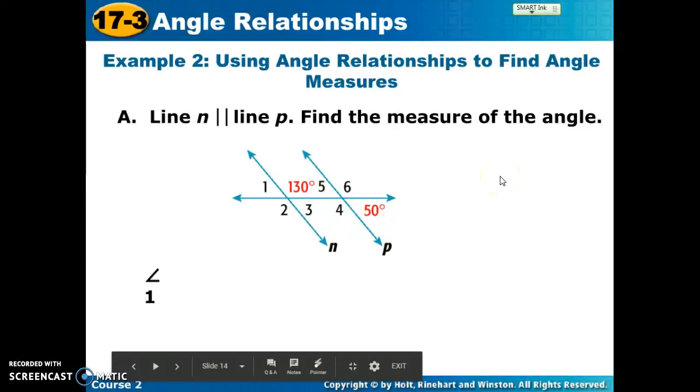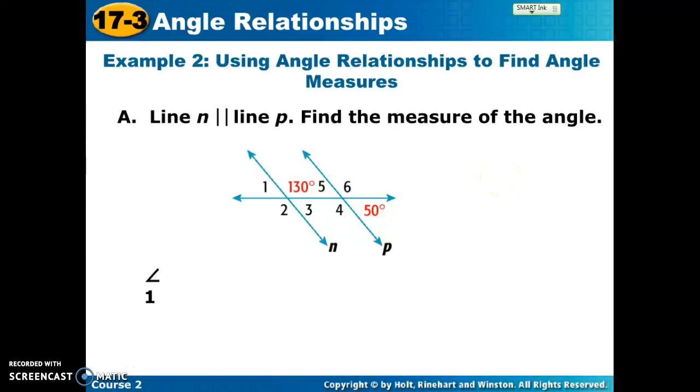Hey there, we are back to 17.3 angle relationships. In the last video, you talked about the definitions of adjacent angles, vertical angles, transversal angles, and corresponding angles. So now we're putting it all together and trying to find the angles given the items.